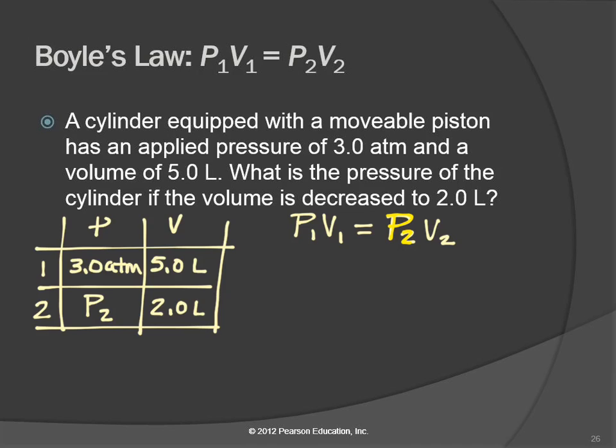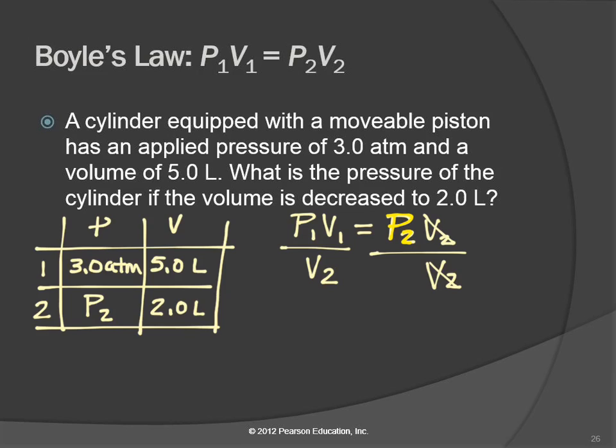So this is where some simple algebra comes in. If I want to get P2 by itself, I need to get rid of the other variables that are with it. And I'm going to do that by doing the opposite. So P2 times V2, I'm going to divide by V2. What is V2 over V2? 1. Multiplying by 1 doesn't change anything. So I can cancel those out. I made the V2 disappear. But in order for this to still be equal, I have to do the same thing to both sides. So if I divide one side by V2, I have to divide the other side by V2. And that's how you rearrange an equation like this.